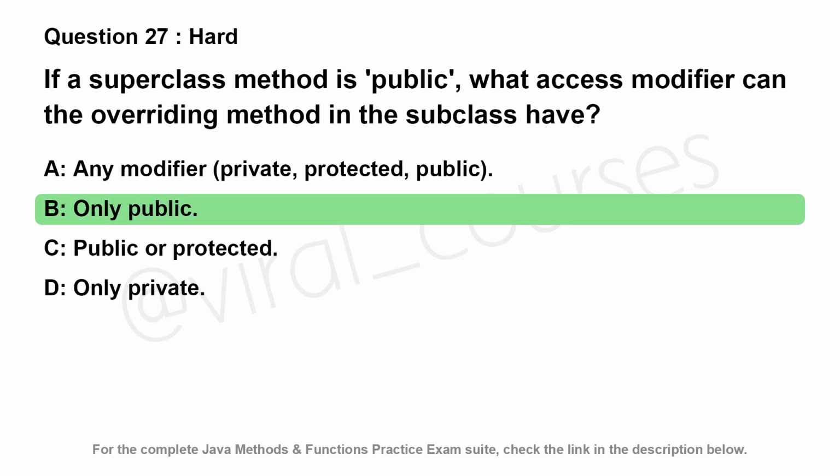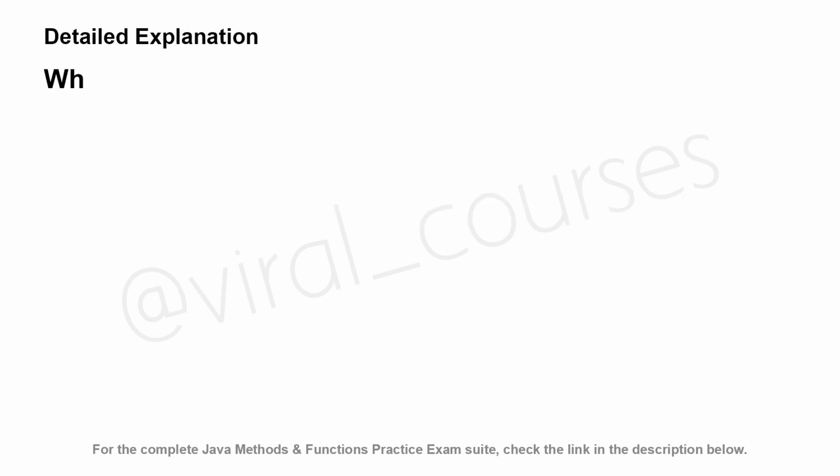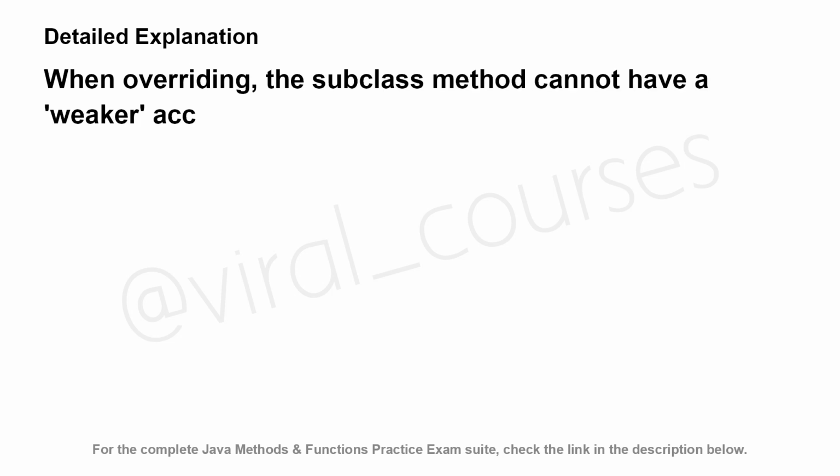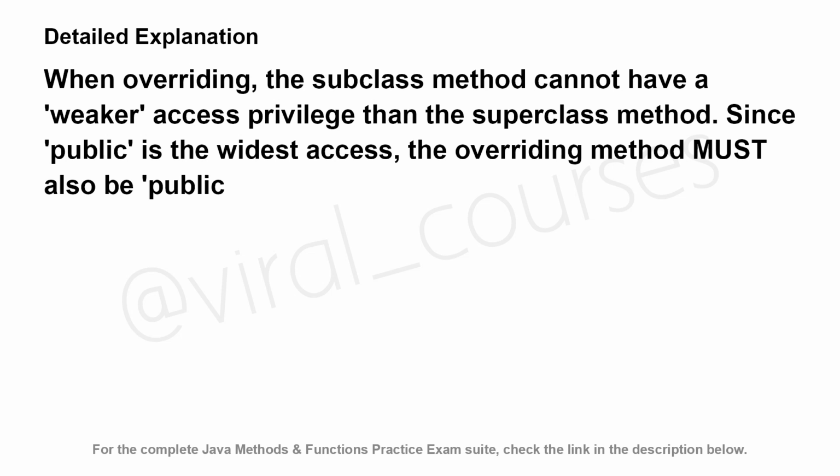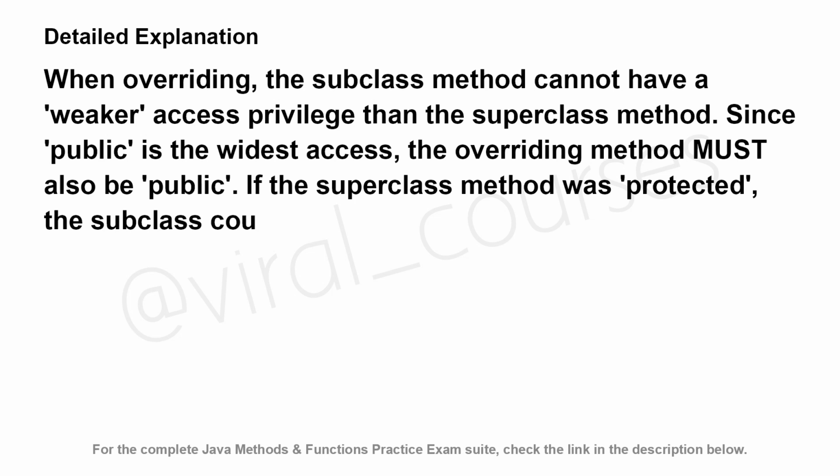The correct answer is B. When overriding, the subclass method cannot have a weaker access privilege than the superclass method. Since public is the widest access, the overriding method must also be public. If the superclass method was protected, the subclass could be protected or public.